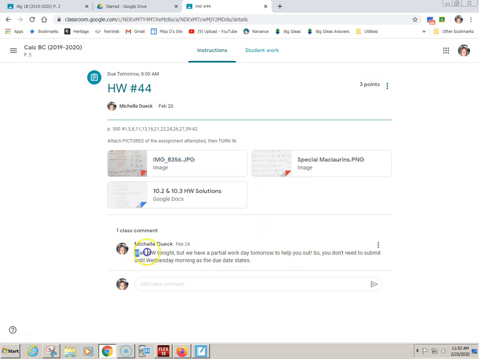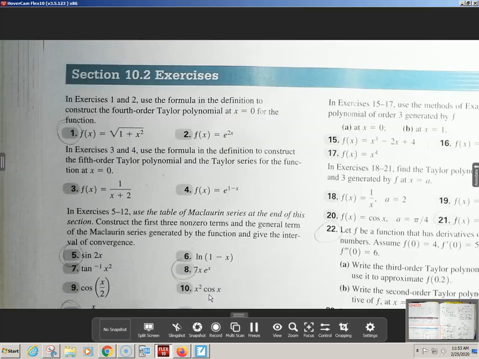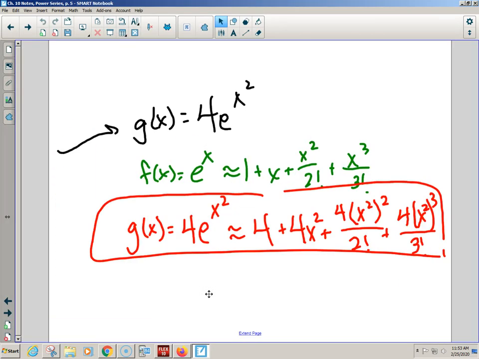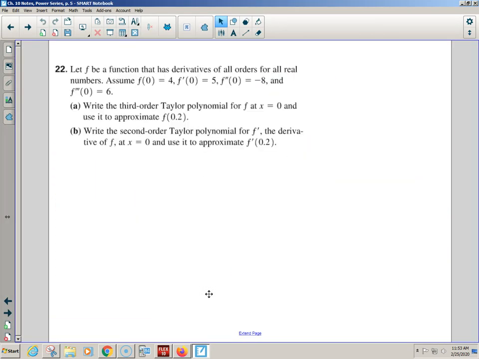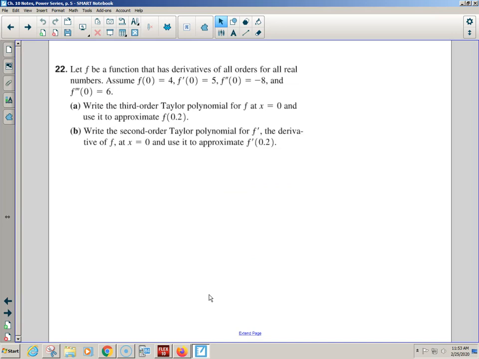And then this was what I said last night. We're going to have a partial work day. You guys have your questions open, right? So I have in your notes, where'd it go? What problem number was this? 22 is a homework problem? Is it the exact same problem? How you guys doing on this one? You doing okay?